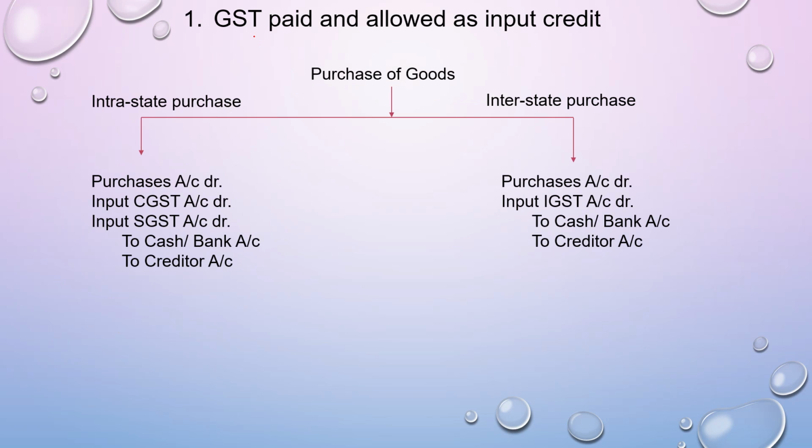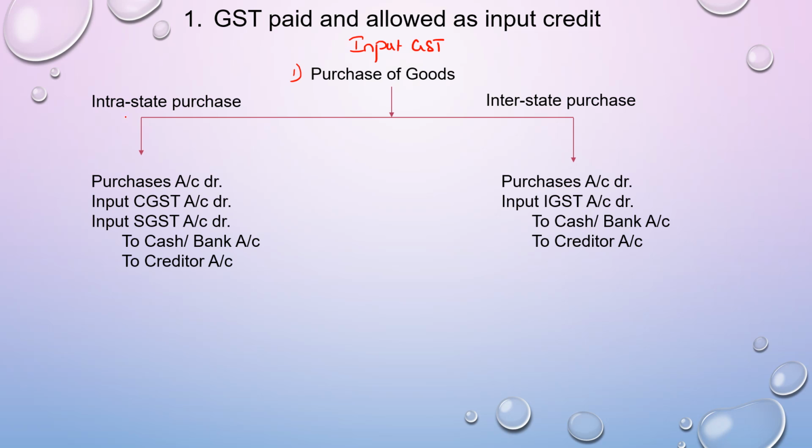The first case we take is when GST is paid and it is allowed as input credit. Now the first case is when you purchase goods. What happens? When you purchase goods, if those goods are covered under the GST Act, then you will have to pay GST on that purchase to the supplier of the goods. And when you pay that particular GST on your purchase, you call it input GST. Now, there are 2 different cases which you might encounter.